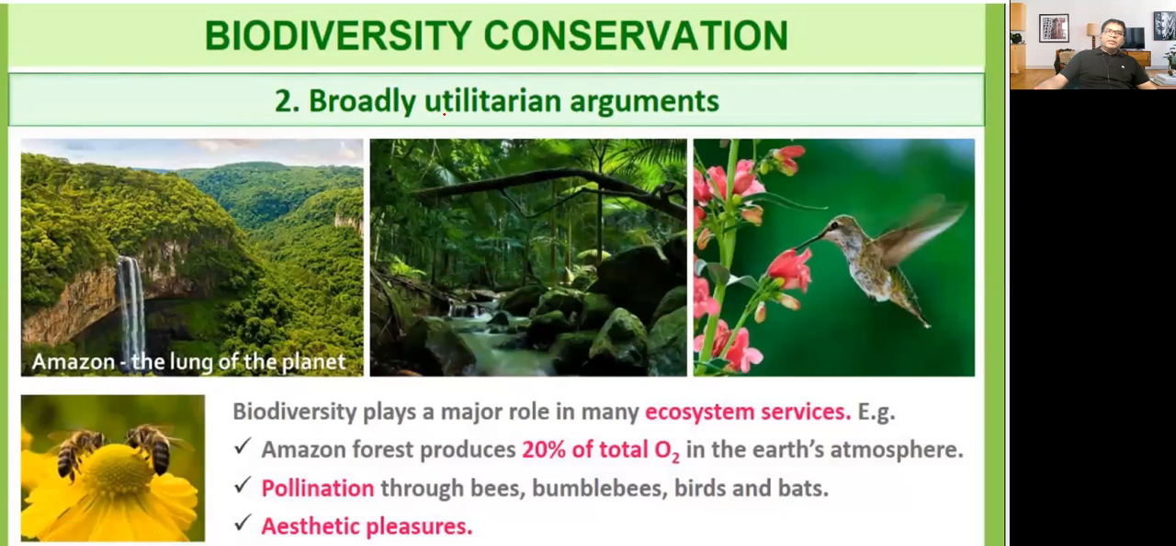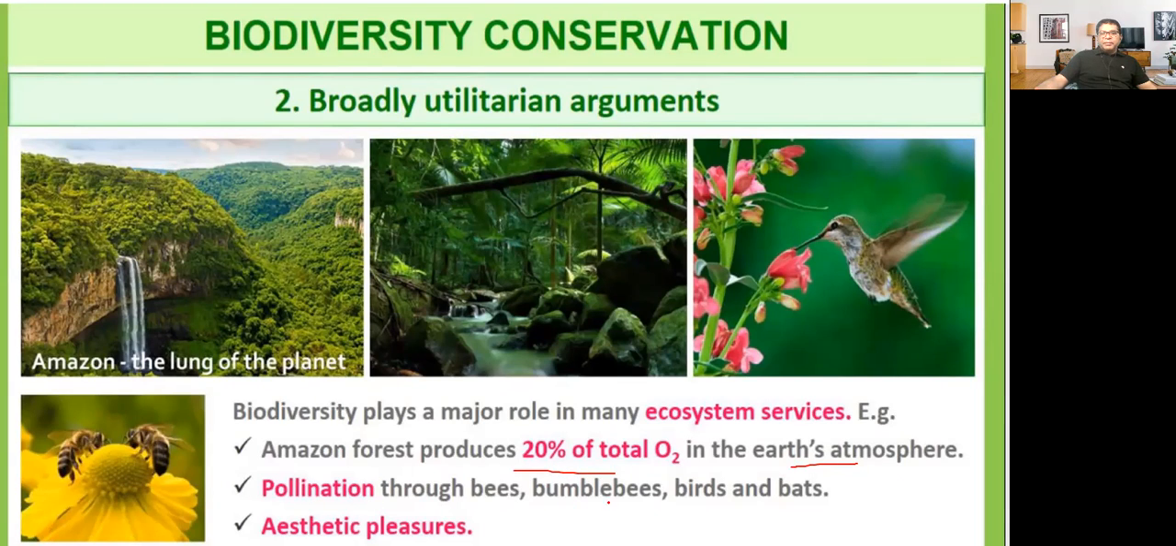Second, broadly utilitarian arguments. Biodiversity plays a major role in many ecosystem services, like the Amazon forest, which produces 20% of the total oxygen in the Earth's atmosphere. So we have to preserve biodiversity to get what? Oxygen.